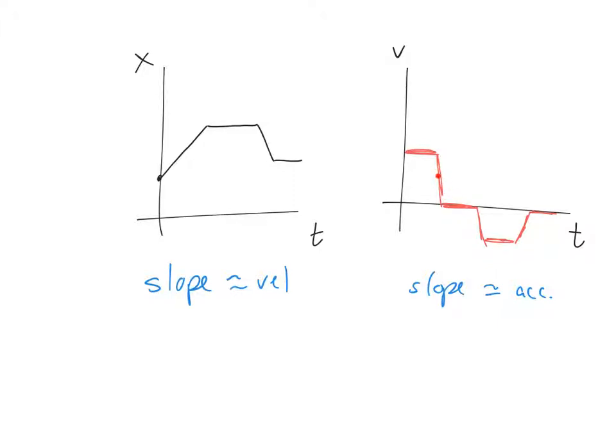The slope of this line is acceleration, and the slope of that line is negative here. That's why it's negative acceleration.